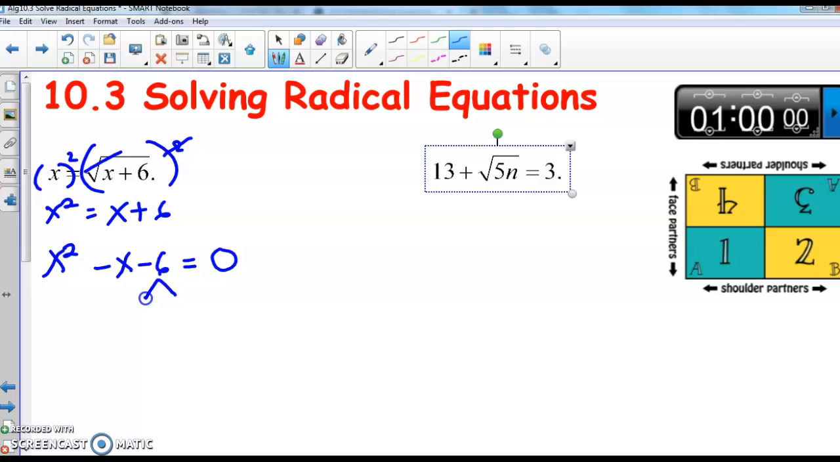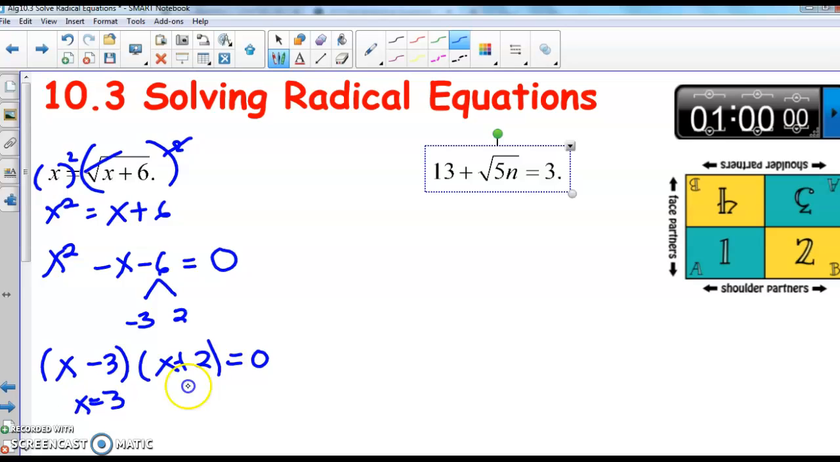So let's find two numbers that multiply to -6. That's 3 and 2. Which one should be negative? We want the sum or difference to be negative, so we have to put a negative on the 3, correct? So the factored version is x minus 3, x plus 2 equal to 0. So by the zero product property, x is equal to 3 and x is equal to negative 2.